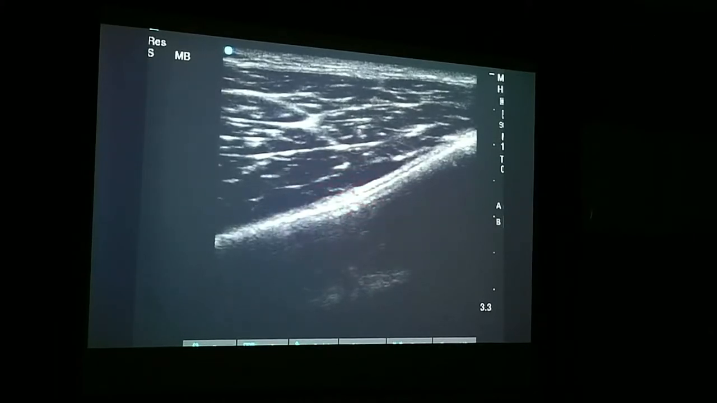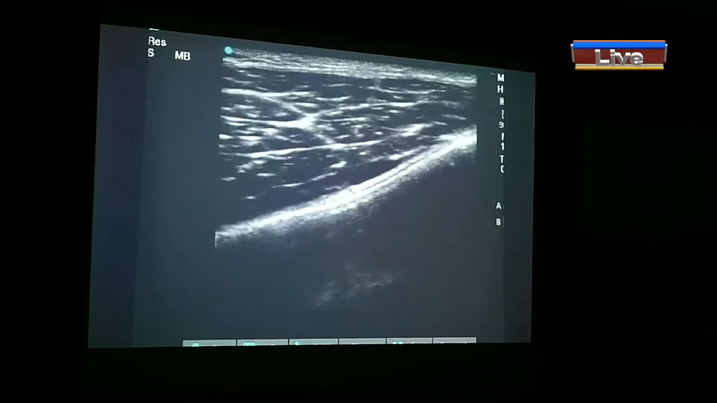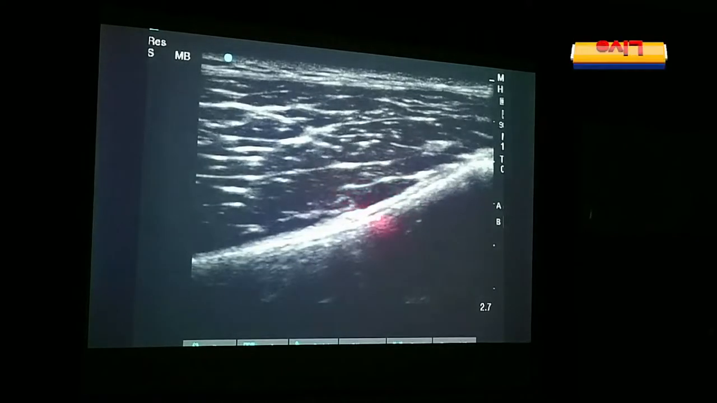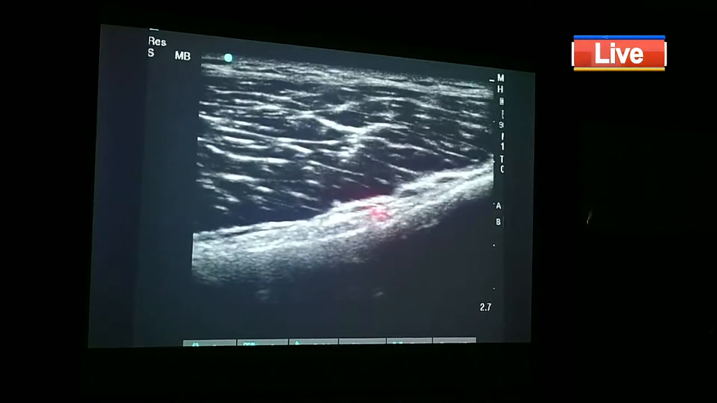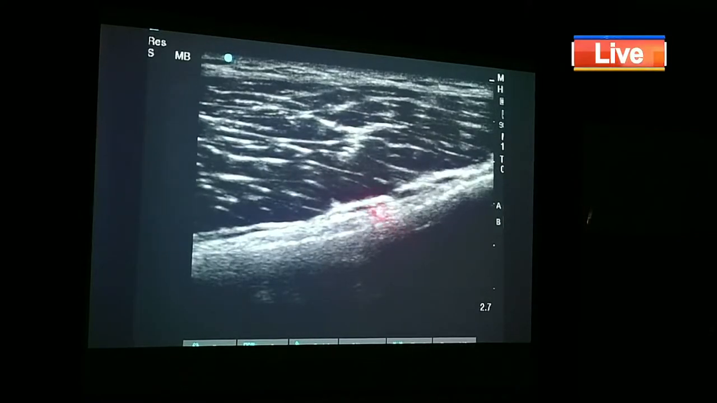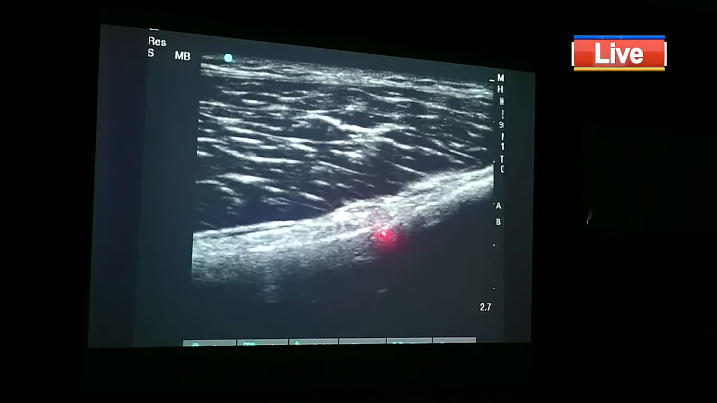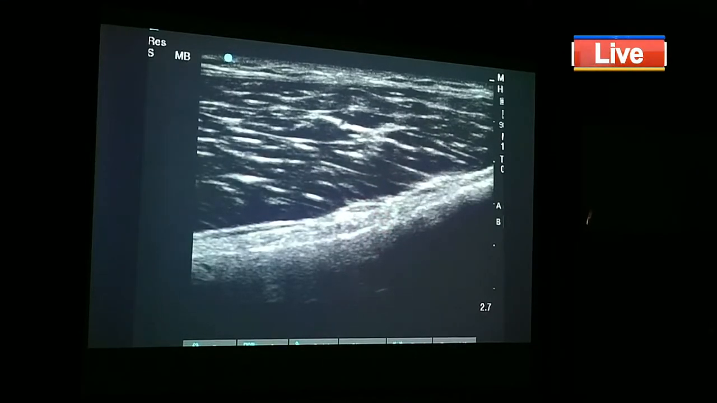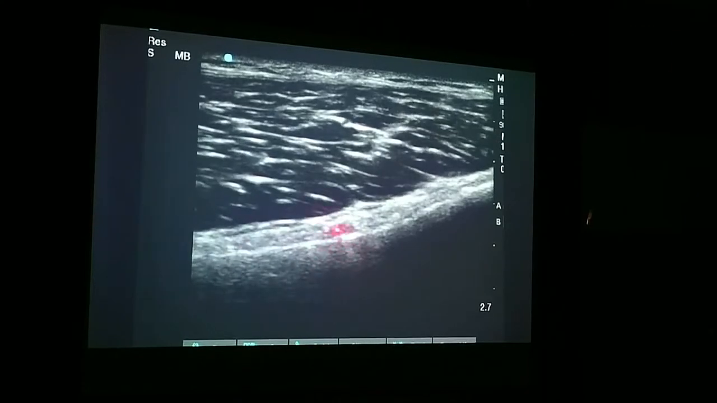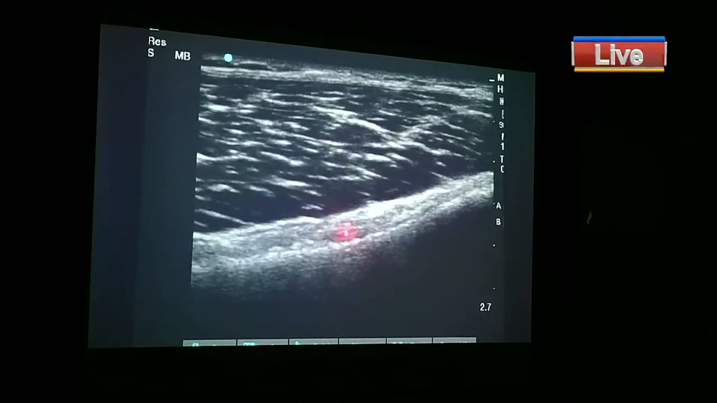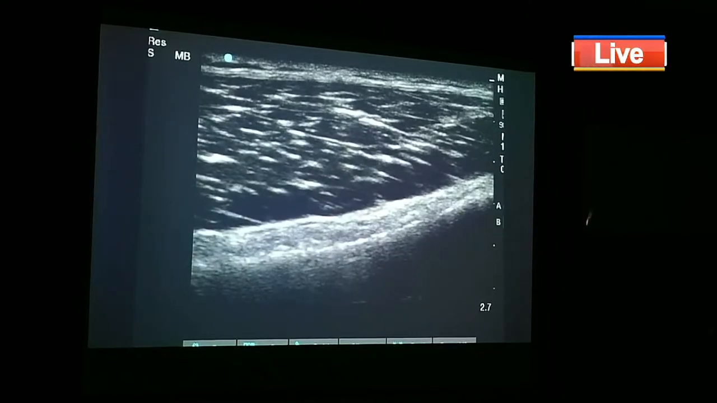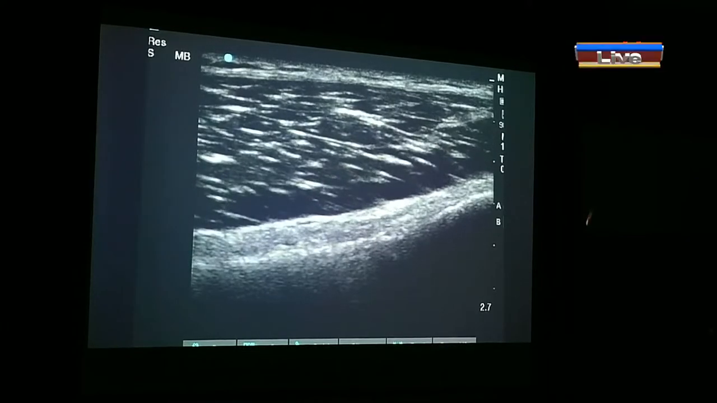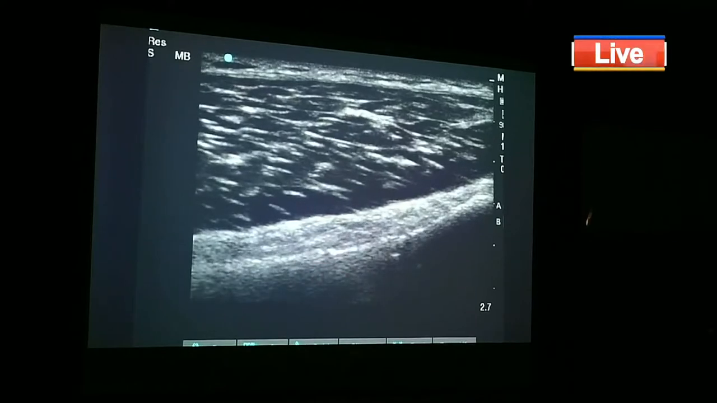Iska depth ko kar do, bada bada dikha. Okay. Concentrate your eyes on this point here. What we want to do is try and find the pulsation. Many times this does not show up on the color, so you have to eyeball it and see. Okay. Can you see this now?